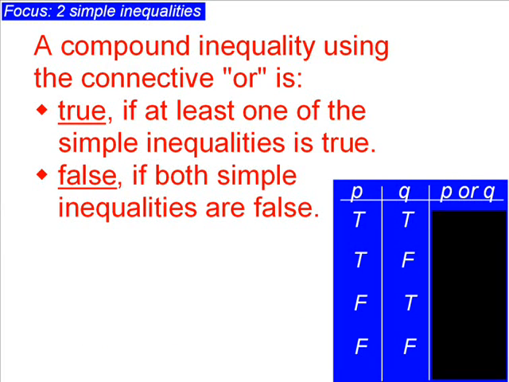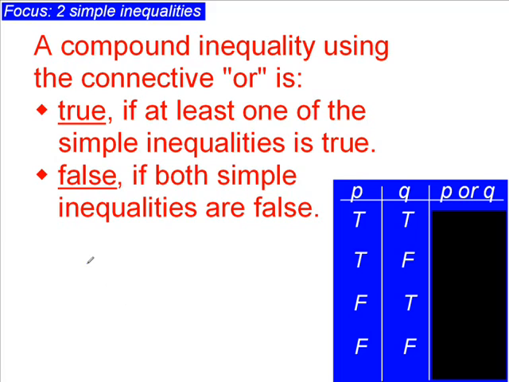In a compound inequality joined by the word "or," we say that the compound inequality is true if at least one of the simple inequalities is true. We classify the compound inequality as false if both simple inequalities are false.